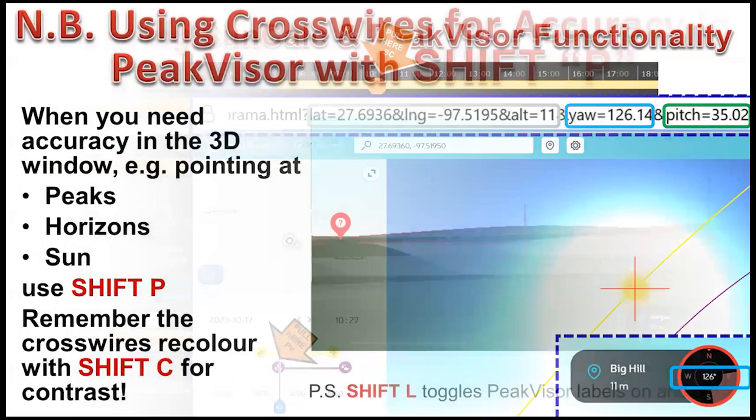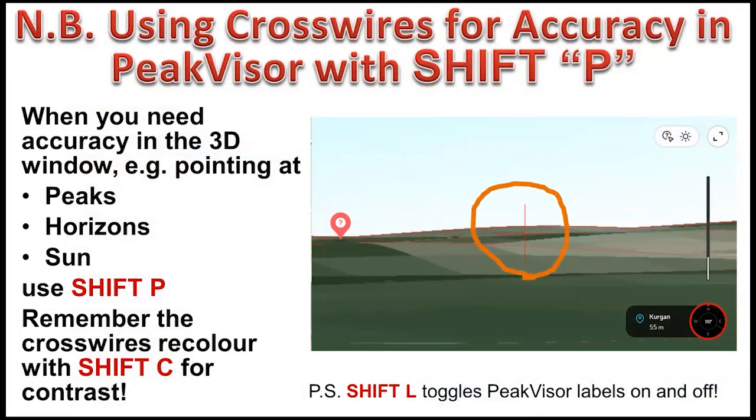So the crosswires are the thing that would be tremendously useful, where we've only got one of them. They're also useful for pointing at peaks, looking at horizons, which we'll do a bit later, and pointing at the sun. And Shift P will generally produce that. Now, at the moment, it only seems to be working in Edge as a browser. So I don't know what browsers you're using. You may just have to approximate, and forgive me that the crosswires aren't working.